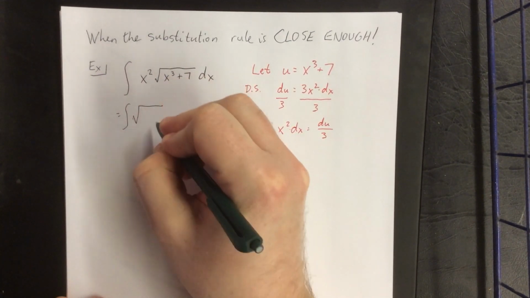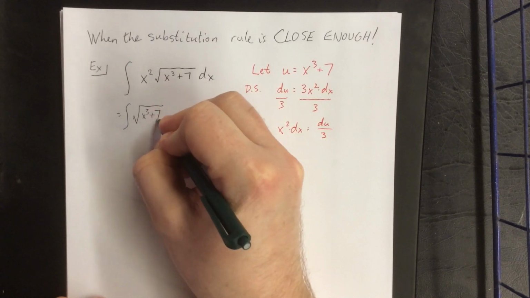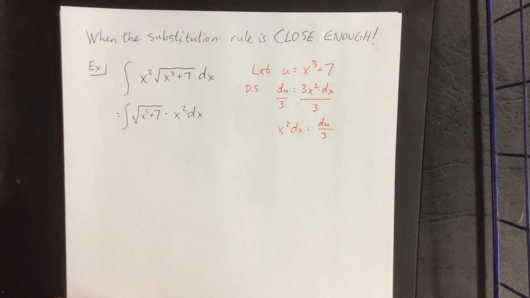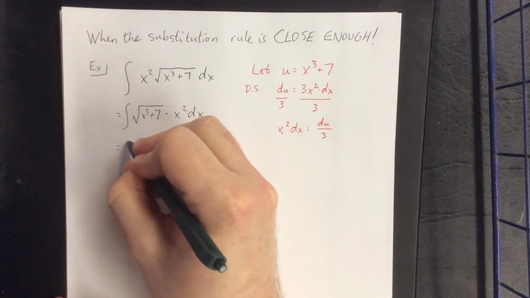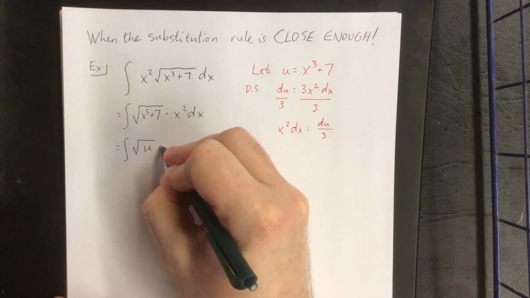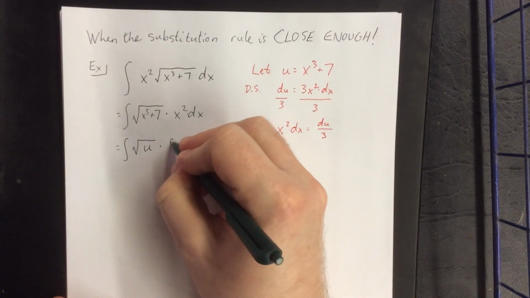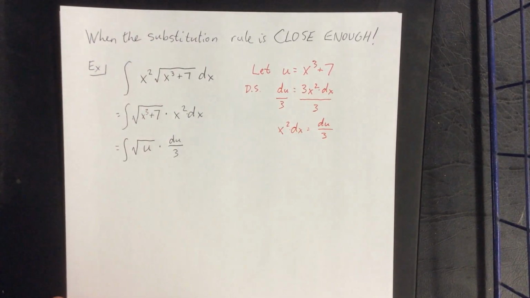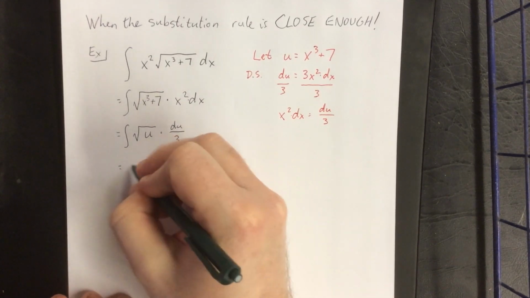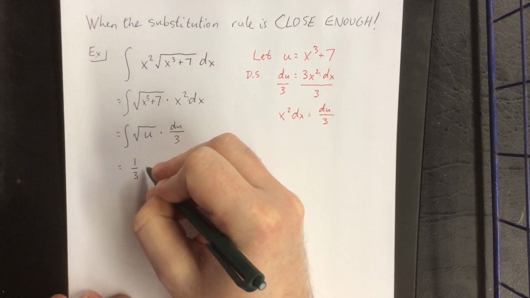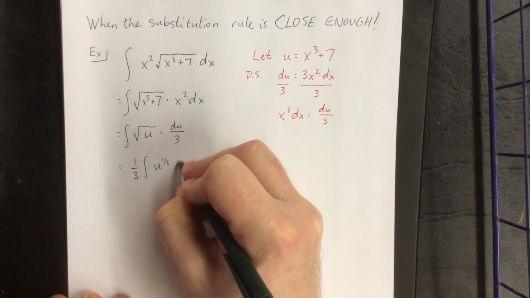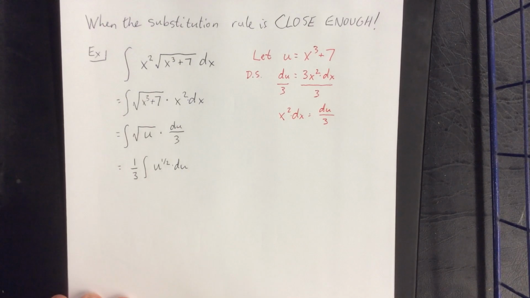A little reordering will be in order. Square root of x cubed plus 7, and then we'll put the x squared times dx all together. This allows me to make a substitution. The x cubed plus 7 will become square root of u, and the x squared times dx will become du divided by 3. Again, this counts as a constant multiple, therefore I can move it outside of the integral as a 1/3. We'll still have an integral of the square root of u, and in anticipation of the power rule, we'll express that as a 1/2 power.